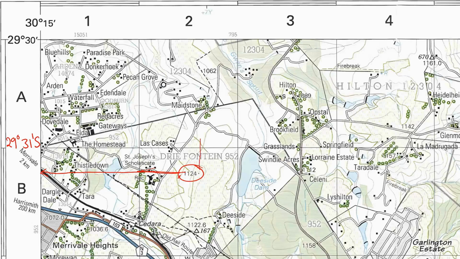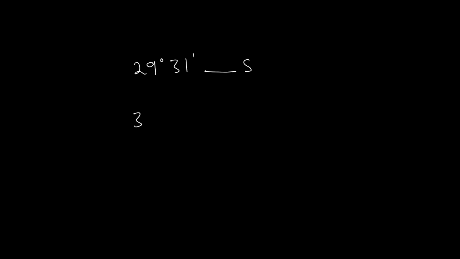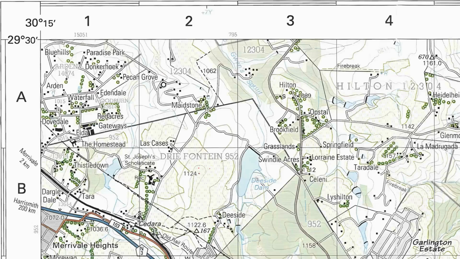Now, let's look at the longitude. The spot height is just to the east of the longitude line, 30 degrees, 16 minutes east. So we can already write 30 degrees, 16 minutes east. So far, we've identified the degrees and the minutes. The only part that's still missing is the seconds. To calculate the seconds, we'll need a ruler and a pencil.